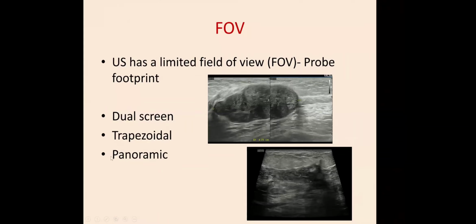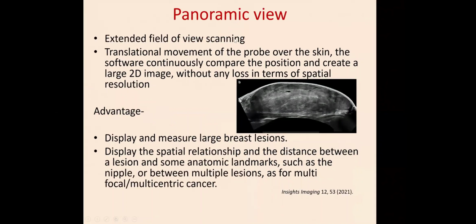One of the advances that nowadays is present in almost all the machines is panoramic view, which is also called extended field of view scanning. In this, you have to do nothing. With the same probe that you are using, you put on the panoramic view switch button, and you move the probe with a translation movement over the skin, over the lesion, without moving much. You go in a straight line over the lesion, and the software will continuously compare the position and will create a large 2D image without any loss in terms of spatial resolution, and you can see this.